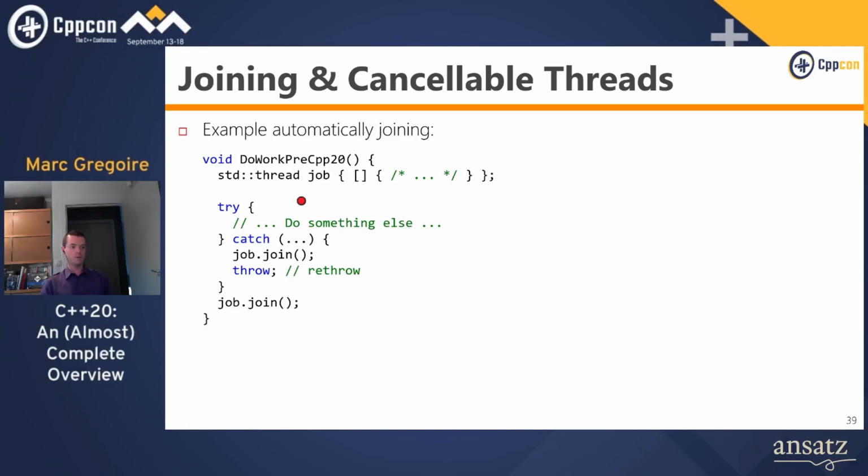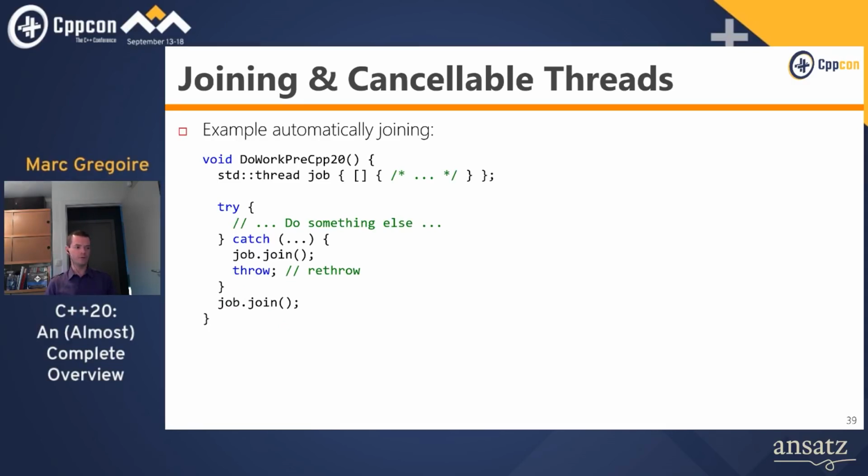And of course, my do-something-else can throw an exception. So I have to wrap this whole code inside a try-catch block. In the catch, I have to catch all the exceptions. I have to make sure to call join on my thread and then just rethrow the exception. Of course, in the case do-something-else doesn't throw any exception, I have to make sure that I join as well in that case.